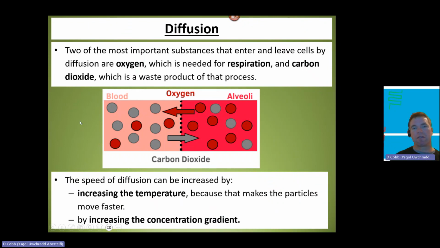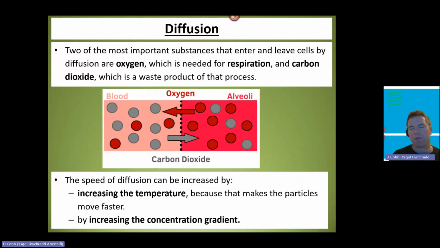Now, it's worth mentioning that it is possible to speed up diffusion to make it happen faster, and there's two ways of doing that. The first way is to increase the temperature, because that literally makes molecules move faster. And because we're talking about the spreading of molecules, just increasing the temperature means they'll move quicker. And the other way is making that concentration gradient higher.